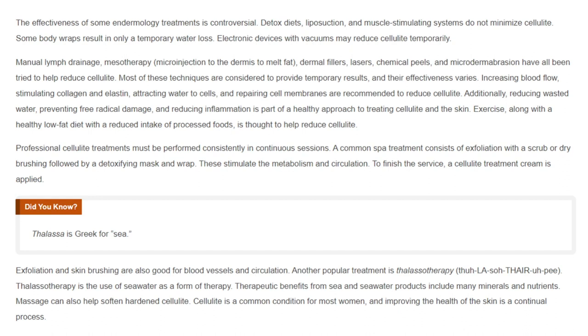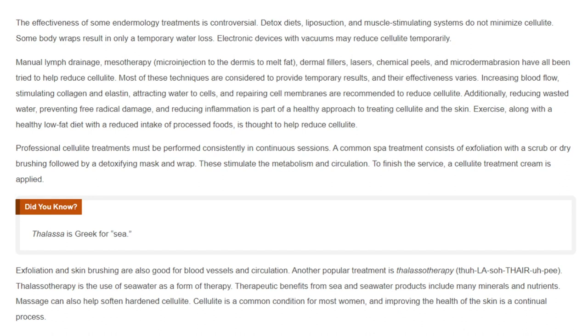Manual lymph drainage, mesotherapy, microinjection to the dermis to melt fat, dermal fillers, lasers, chemical peels, and microdermabrasion have all been tried to help reduce cellulite. Most of these techniques are considered to provide temporary results, and their effectiveness varies.